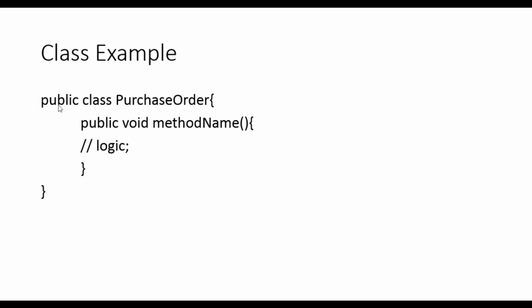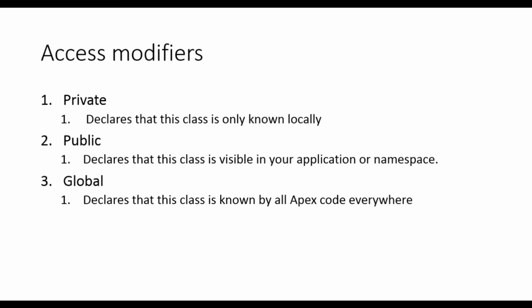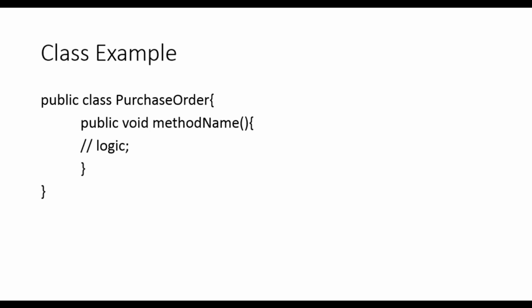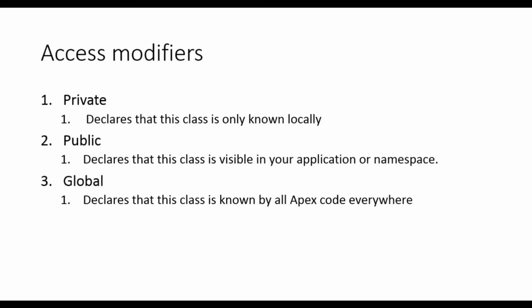We have different access specifiers, or access modifiers. The first one is private. When you define a class as private, it can be accessed only for a specific purpose. You can't call this class from other classes. So it declares that this class is only known locally. It can't be called from any other classes or from any other Salesforce org.